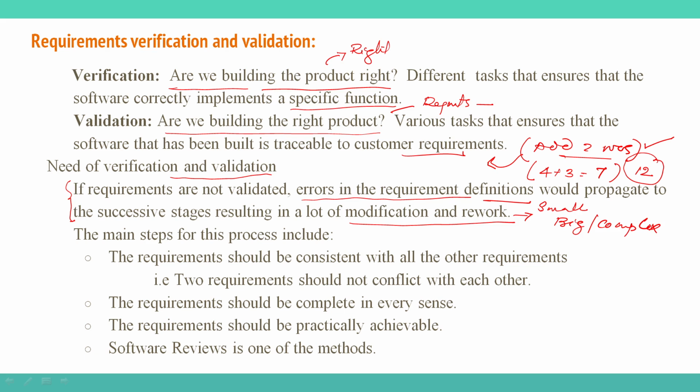The main stages in this process include, in this stage we have some major processes. One is that a requirement should be consistent with all the other requirements. That is, two requirements should not conflict with each other.